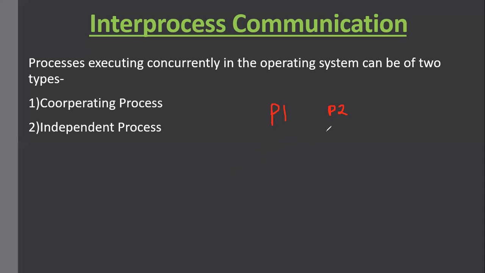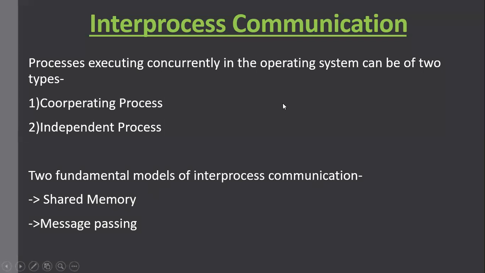So basically a process is independent if it cannot be affected by the other process executing, or it cannot affect the other process executing in the system. And obviously any process that does not share any data with any other process is independent, because there will be dependency only if they are sharing some data. Only then can they affect or be affected by the execution of another process.